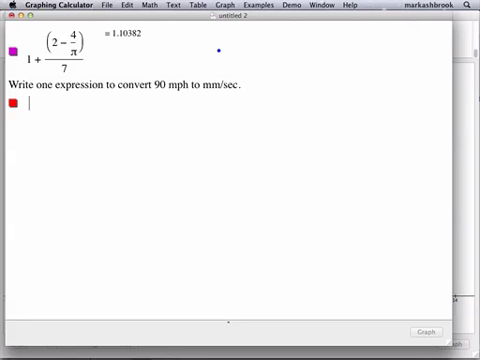Oh, is it on there? Yeah. Oh, there it is, got it. We want it in one line so that the answer in the small print is how many millimeters per second is the same as 90.